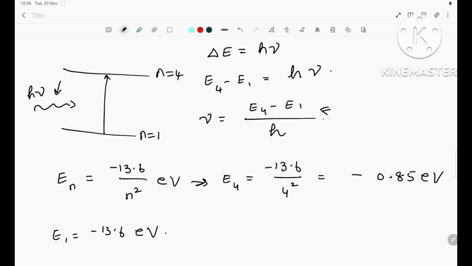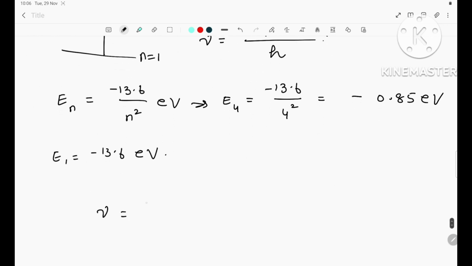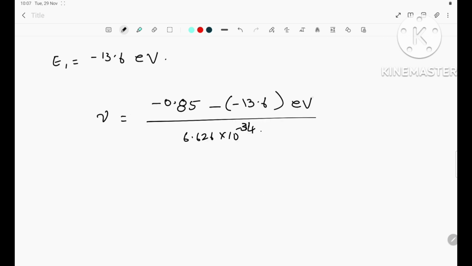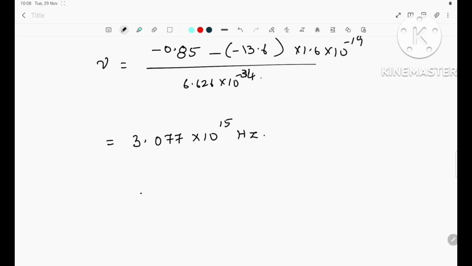So we just have to substitute in this equation. We will get the frequency. Nu is equal to minus 0.85 minus of minus 13.6 electron volt divided by 6.626 into 10 to the power of minus 34. Since this is in electron volt, we will convert it into joule, so we have to multiply by 1.6 into 10 to the power minus 19. Once you do all these calculations, you are going to get the frequency equal to 3.077 into 10 to the power of 15 hertz.